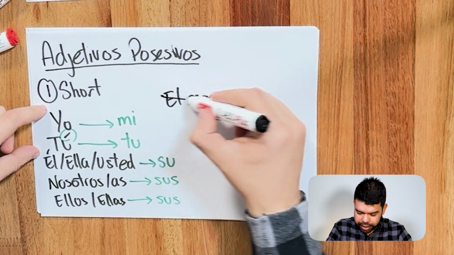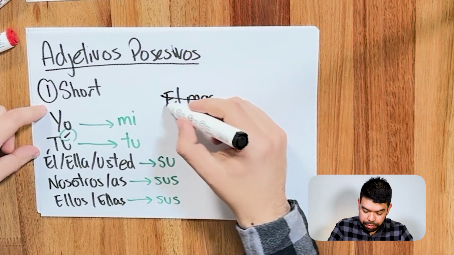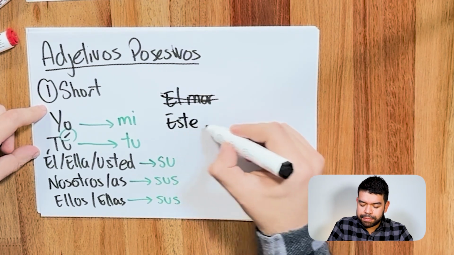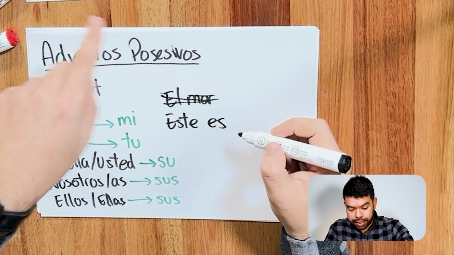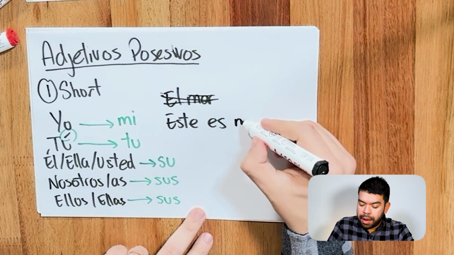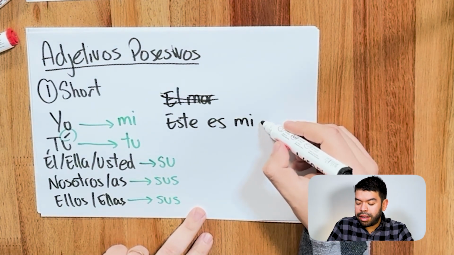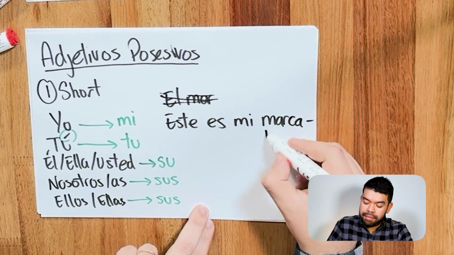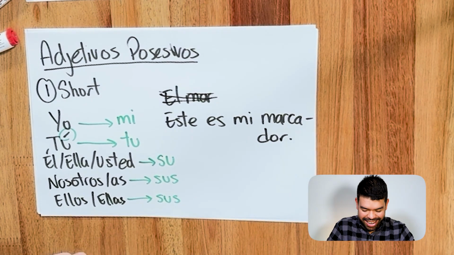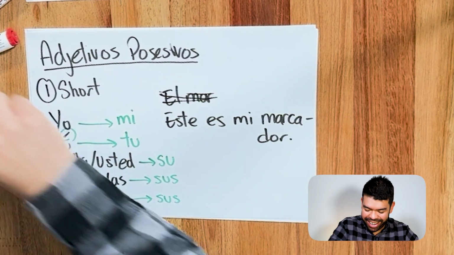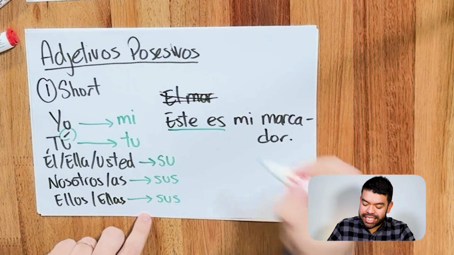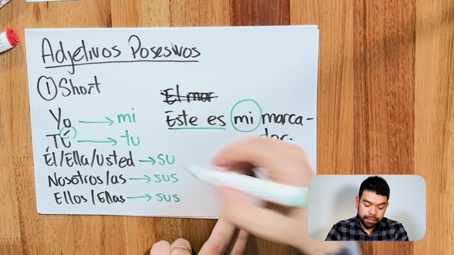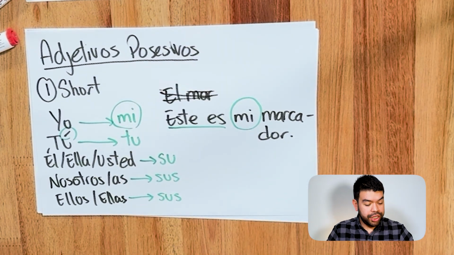Oh, sorry. In this case, that's the long form. Forget it. This is mi marcador. I'm sorry, but you get the point. This is my marcador, my marker, okay? Here. Muy bien. Let's check another example.